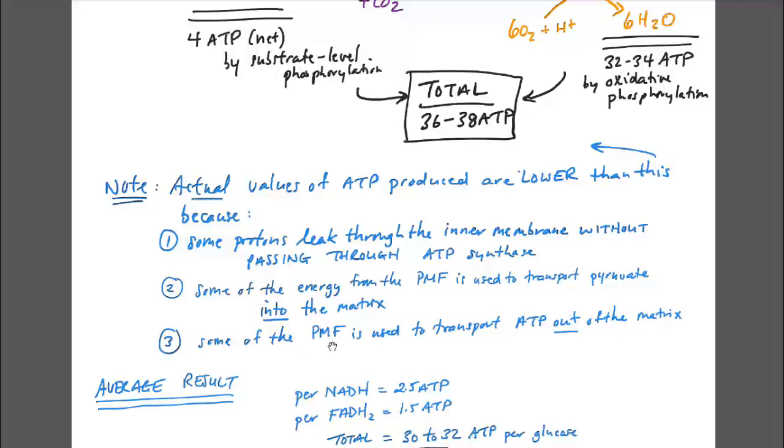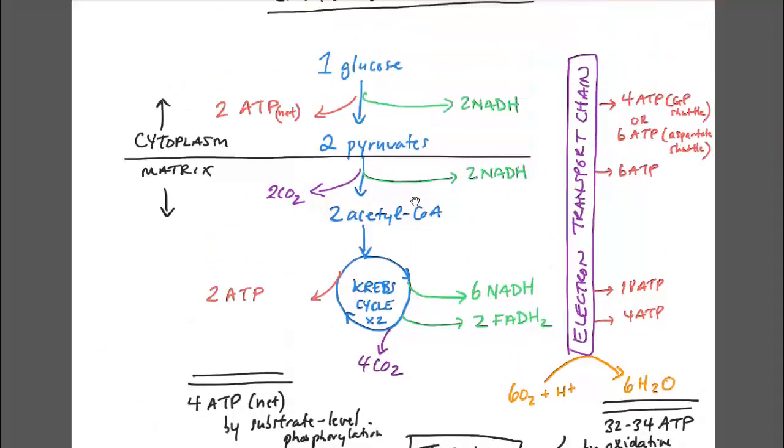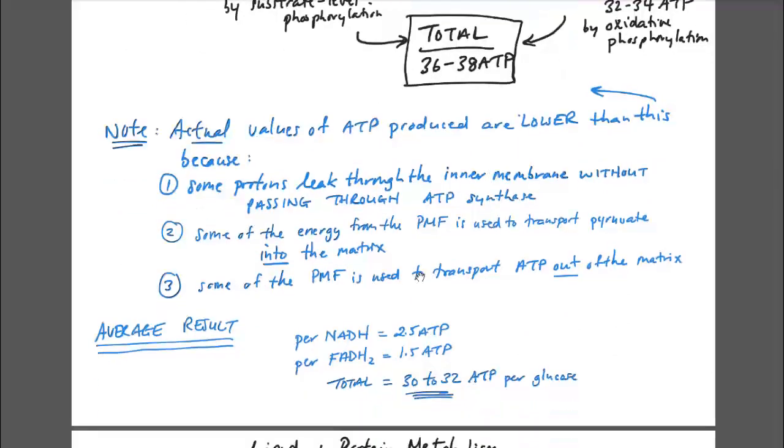The same thing, proton motive force is used to transport the ATP out of the matrix as well. If I need to have all these ATPs produced inside, I'm going to need to get them back out to the cytoplasm where they can actually do some good for the rest of the cell. And if I want to get them out there, I'm going to have to pump them across. And again, I do not pump them by using an ATP. I pump them by using protons to open channels that allow the ATP out. But every proton that I use to either move pyruvate in or ATP out is a proton that doesn't go through ATP synthase. So that's why it's going to reduce our total from 36 to 38 to something more like 30 to 32.